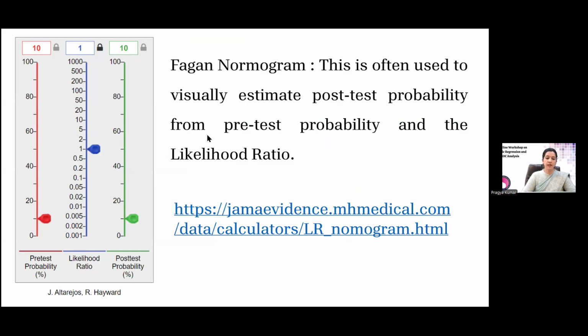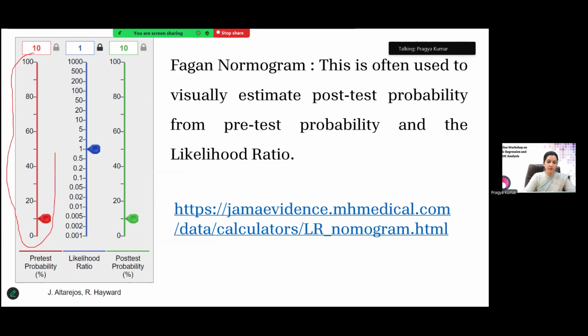So this is the Fagan's nomogram. Jamovi gives this as a visualization, as a graph, and we'll see that. In this, you can see there are three lines: one red line, one blue line, and a green line. The red line is for the pre-test probability, and the blue line is for your likelihood ratio. It's written here, pre-test probability and likelihood ratio.